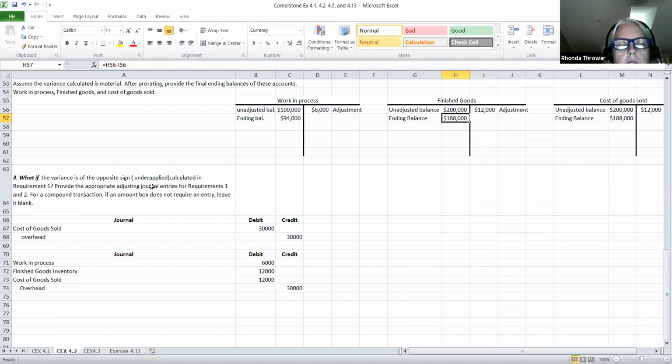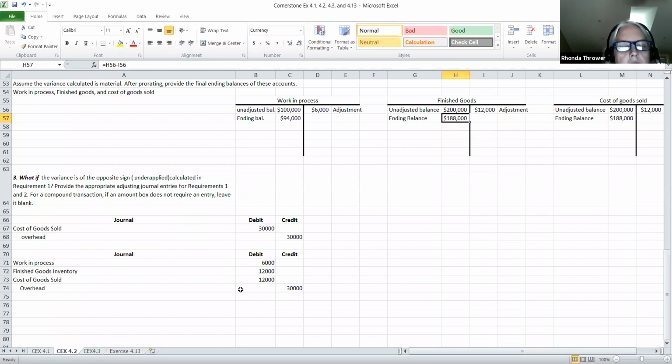It also means that if it's under applied, you did not estimate enough factory overhead during the period. So you're going to have to add to your cost of goods sold account. That's why you're doing this. And you would credit the overhead account to get rid of it. This is the journal entry that would be made if it is under applied and if it is immaterial. If it is material, this is what we do. We prorate it and we transfer it to work in process, finished goods, and cost of goods sold.